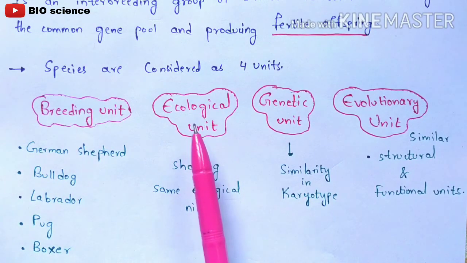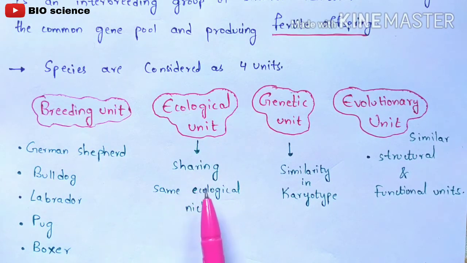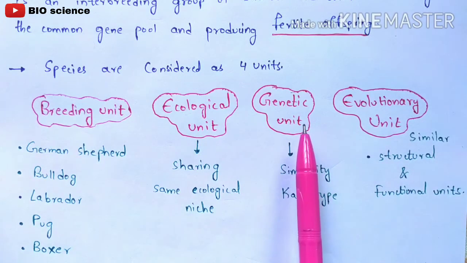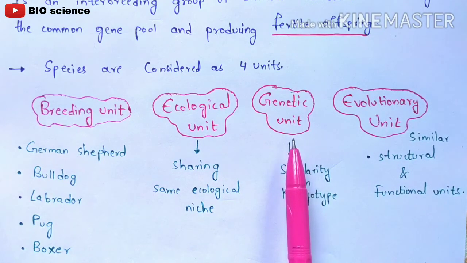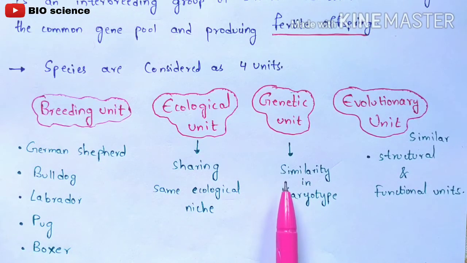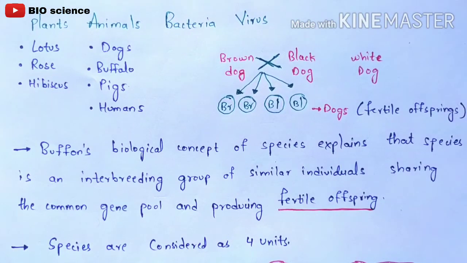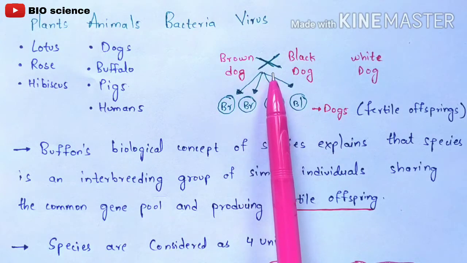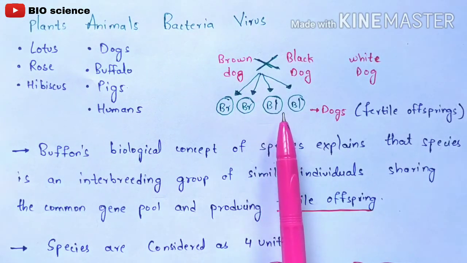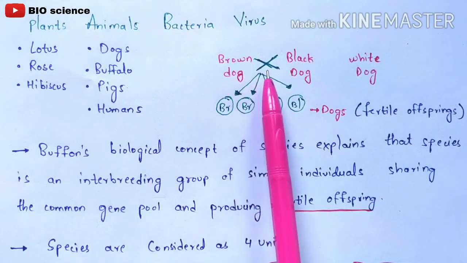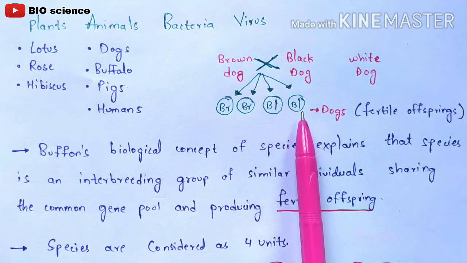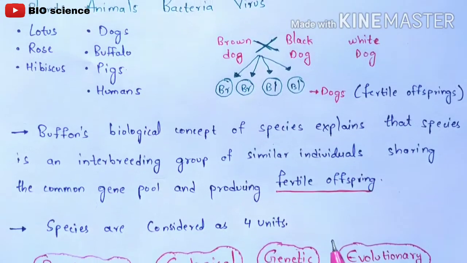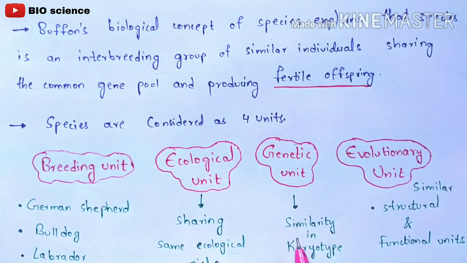And coming to the second one, the ecological unit, it shares the same ecological niche. And coming to the genetic unit, it shows similarity in karyotype. That's what I have told you here. Similarity in karyotype means this dog can produce offspring, and that offspring is nothing but dogs, because the mating has been done by dogs. So the offspring which will be produced will also be dogs. It will show similarity in karyotype. Karyotype is nothing but the type of offspring developed after the mating. So that's nothing but the dog.